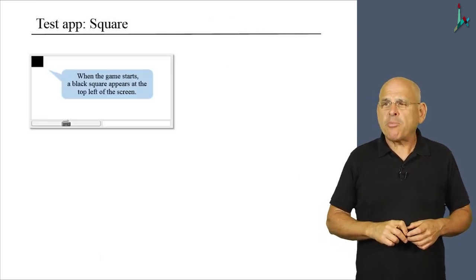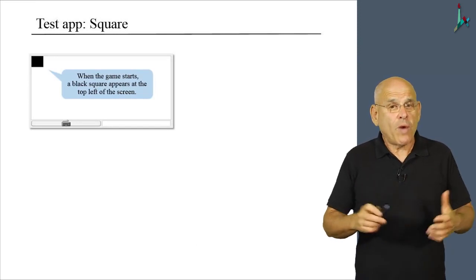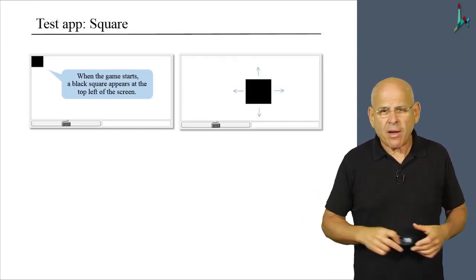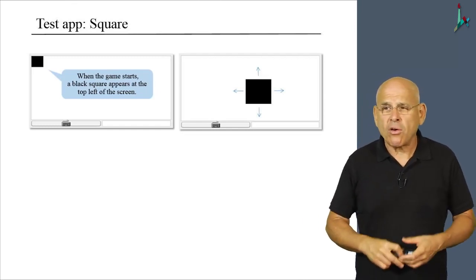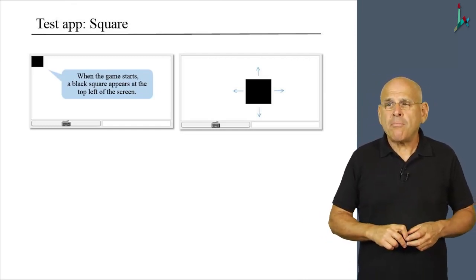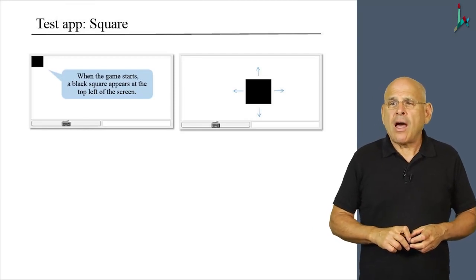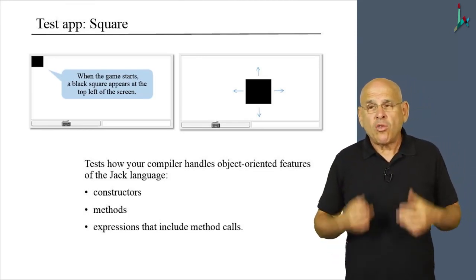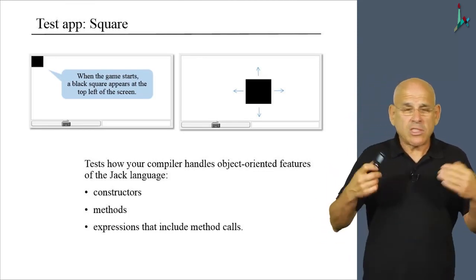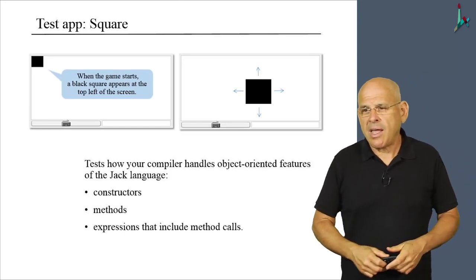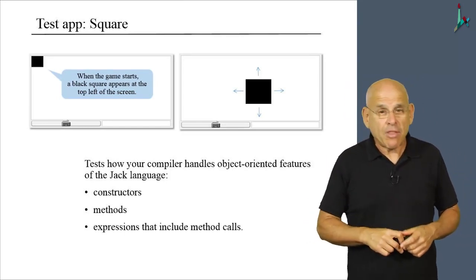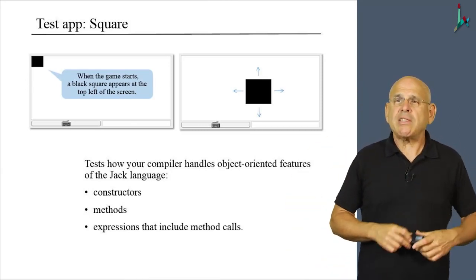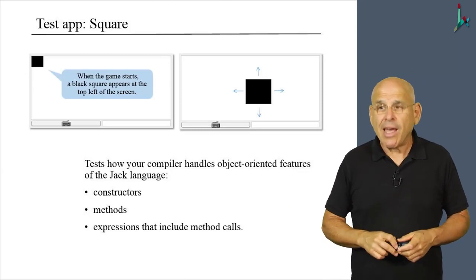All right, the next program is Square, or we also called it Square Dance. And we talked about this program at length at some point in the course, so I'm not going to belabor it now. I just want to point out that this program is designed to test how your compiler handles constructors, methods, and expressions that include method calls. Once you develop this functionality, you're invited to test it on the Square application.